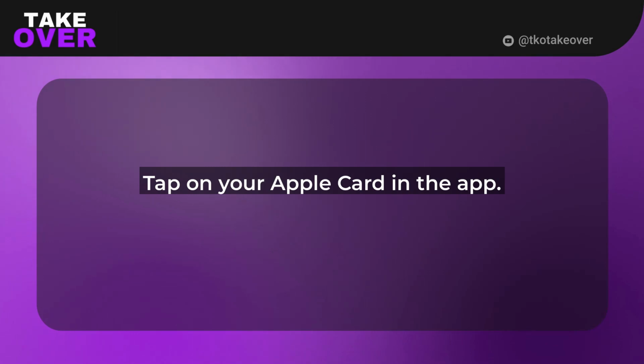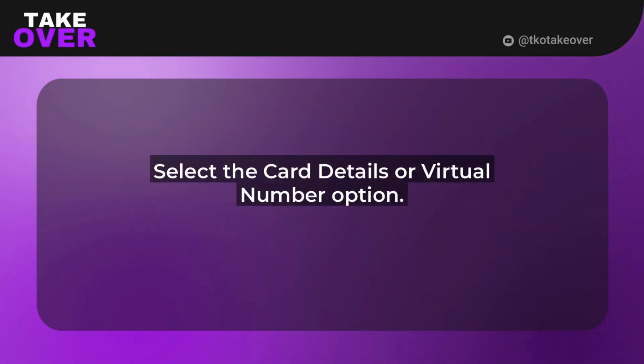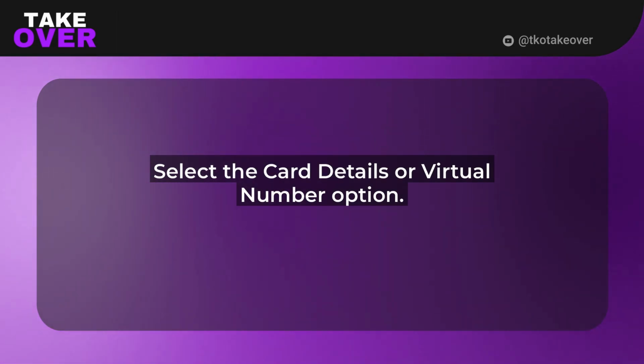In the Wallet app, scroll through your cards until you find your Apple Card. Tap on it to open the Details page. Here, you'll see an option like Card Details or Virtual Card Number. Go ahead and tap that.